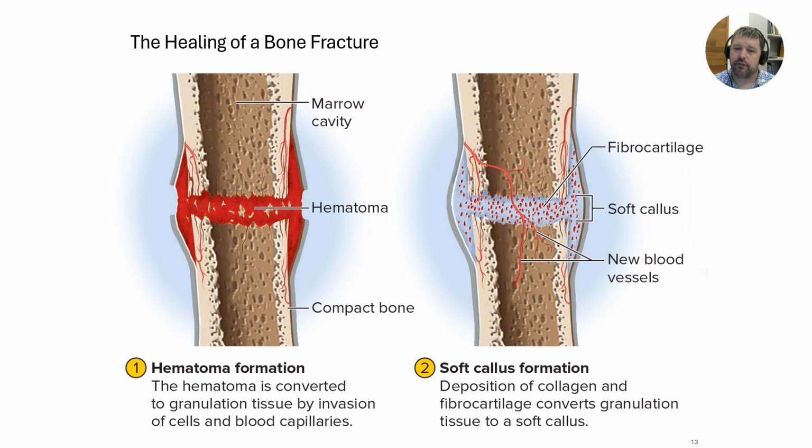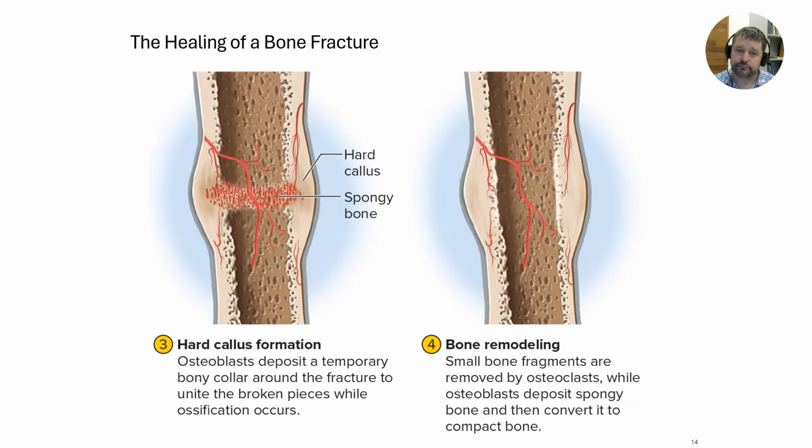Then what can occur is a soft callus will form around the wound. This is just fibrocartilage that's being laid down to hold the structure in place and provide a kind of protection around the break. And you'll see that this soft callus becomes a hard callus in the next step. So that hard callus forms.